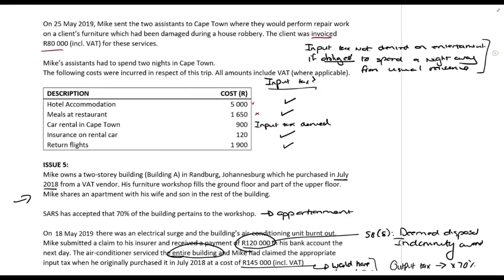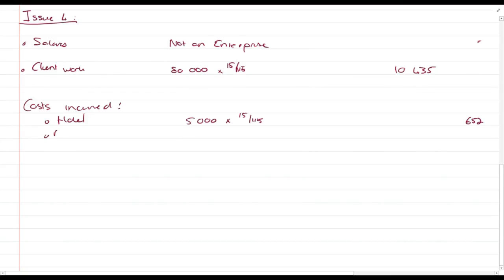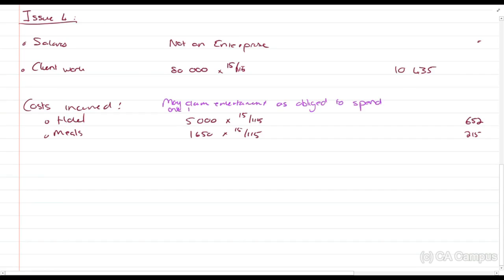Meals in a restaurant, 1,650. I'm just going to make a comment here: may claim entertainment as obliged. Remember, you need to explain yourself always: to spend one night away from home.